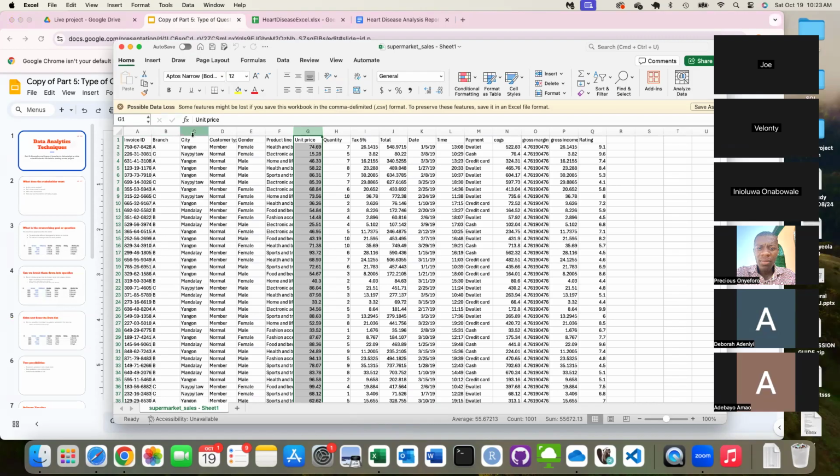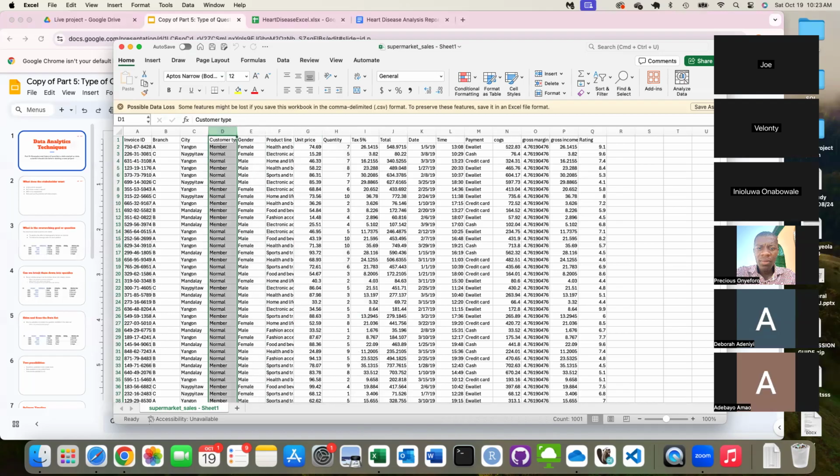So for instance, let's see what we have here. We have invoice, branch, city, customer type, gender, product line, unit price, quantity, tax. Based off of this data, you see that the name of the data is supermarket sales, but imagine we don't have something called supermarket sales. If somebody gives you this data set and says, help me analyze this, what do you think is the most important variable? These are called variables. What do you think are the most important variables that you'll be looking at?